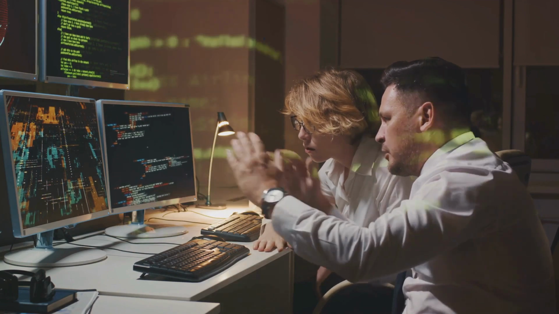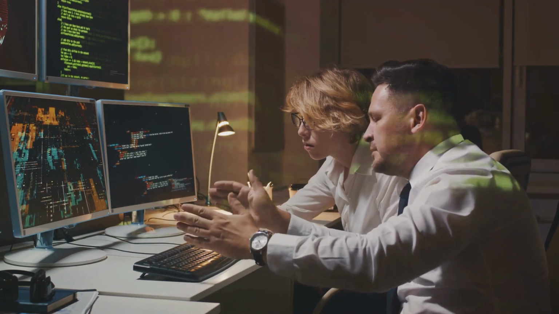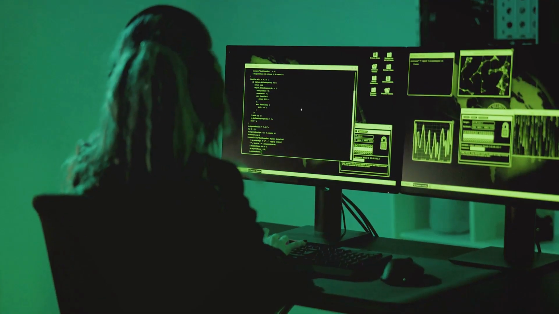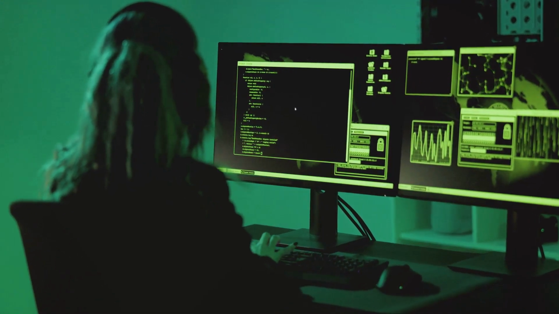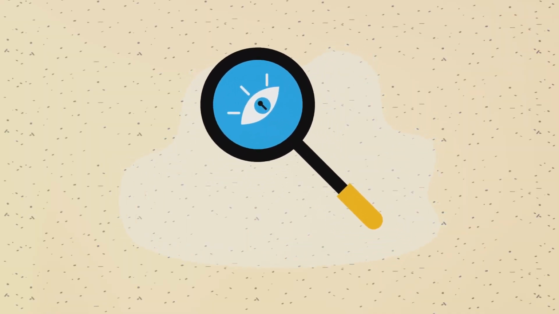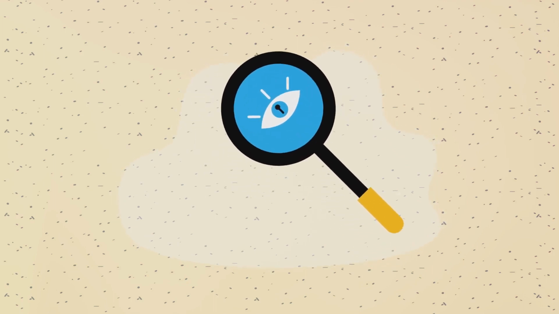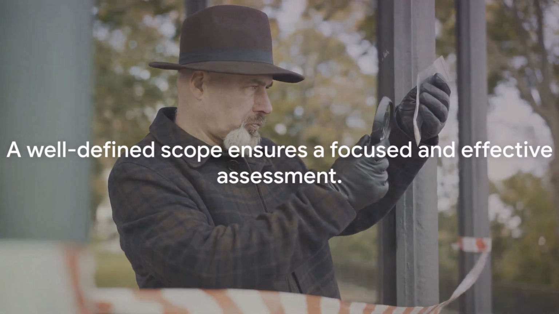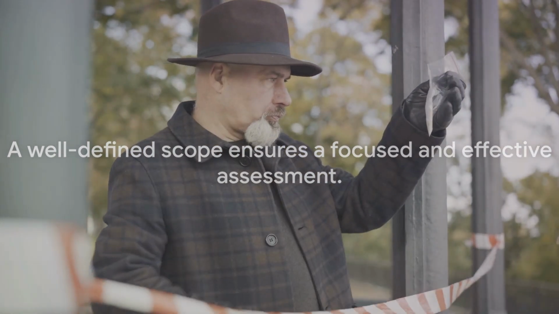You see, without a clear scope, you're essentially searching in the dark. You might miss key vulnerabilities or waste time on areas outside of your focus. Like a detective, you need to know exactly where to look to find the clues you need. So remember, before diving into the assessment, take a moment to define your scope. A well-defined scope ensures a focused and effective assessment.